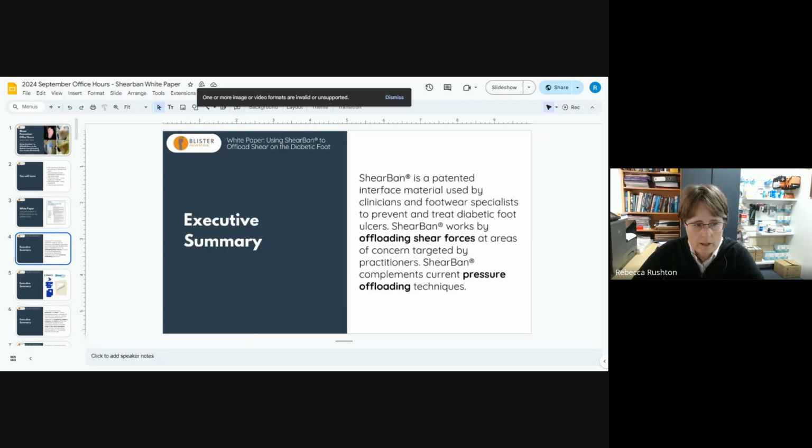And just as a quick summary, ShearBan is a patented interface material used by clinicians and footwear specialists to prevent and treat diabetic foot ulcers. ShearBan works by offloading shear forces at areas of concern targeted by practitioners. ShearBan complements current pressure offloading techniques.